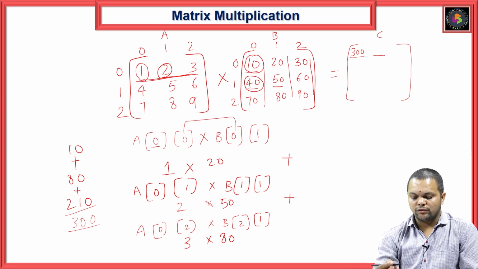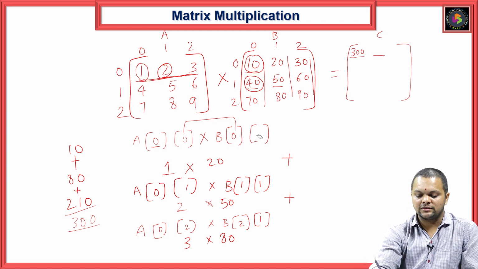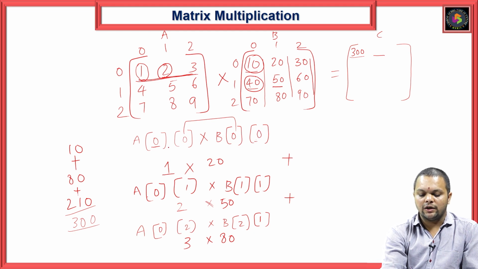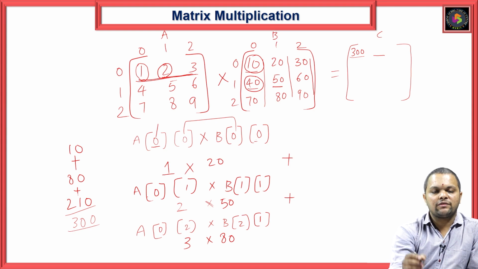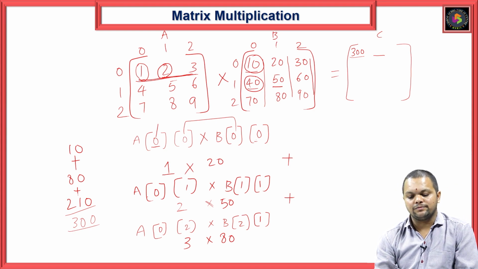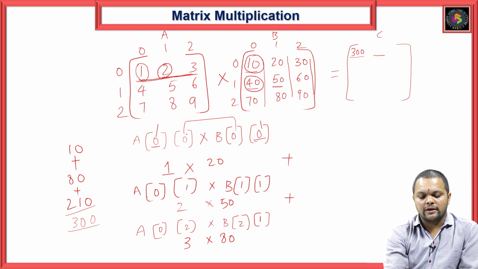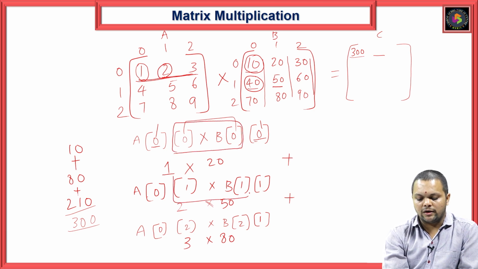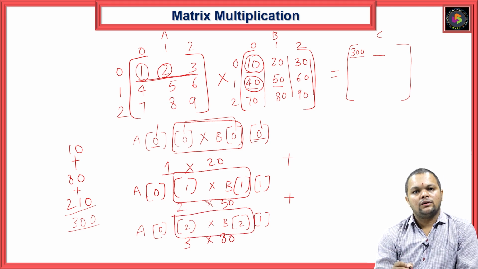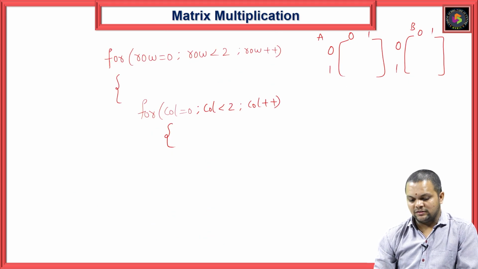So in the first iteration, what we have done, we have taken this as A of 0, 0 into B of 0, 0. This 0 is nothing but a row representation of A. This 0 is nothing but the column representation of B. In order to make sure that we are iterating, we need one more thing here, this part. So how to include that part? This is the point there.